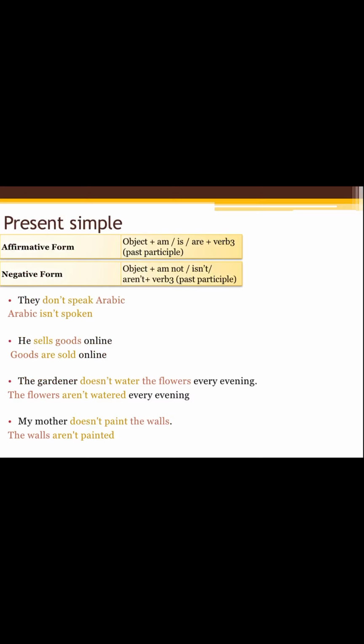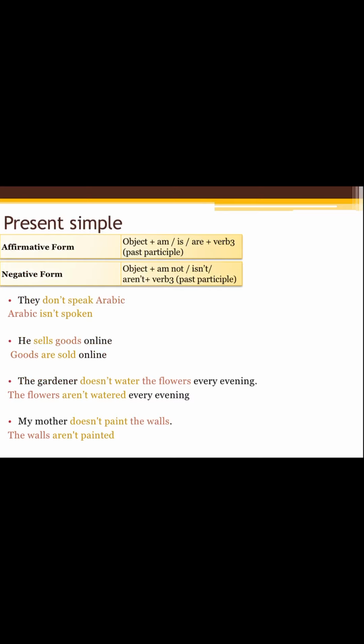And the last example: my mother doesn't paint the walls. My mother is the subject, doesn't paint is the verb, the walls is the object. So how can we change the sentence into passive? Putting the object at the beginning: walls. The walls is a plural noun, so we put are. And because the main sentence is in the negative form, we put aren't. And verb 3, past participle, from the verb paint is painted. Paint, painted, painted. So the sentence becomes the walls aren't painted.